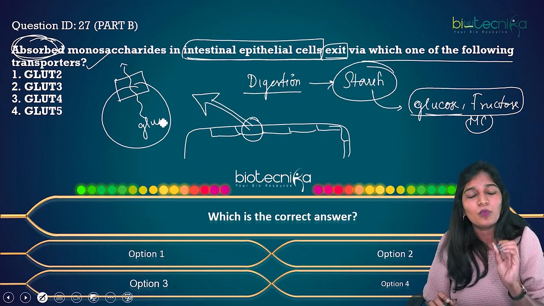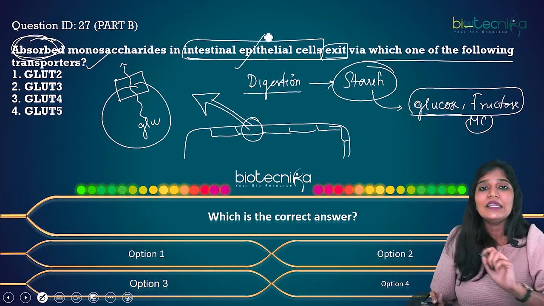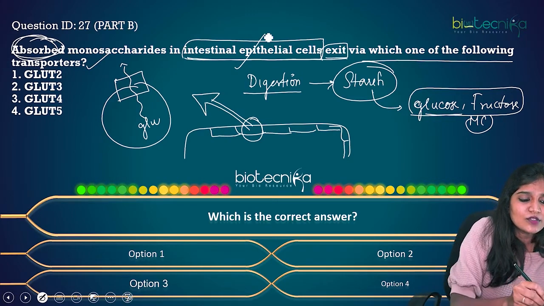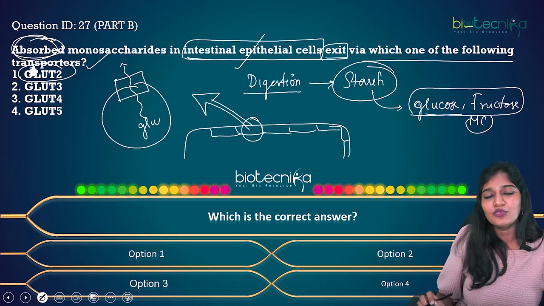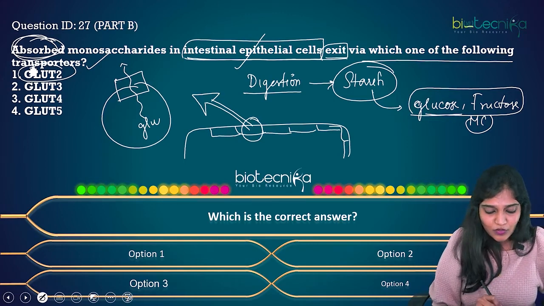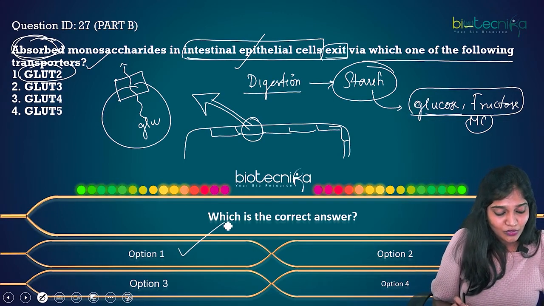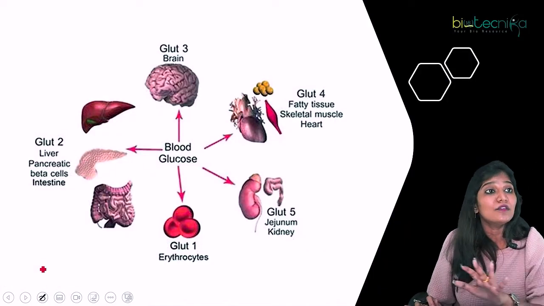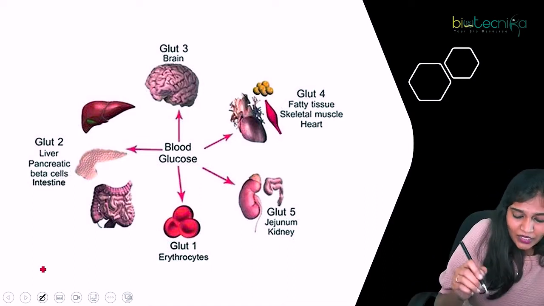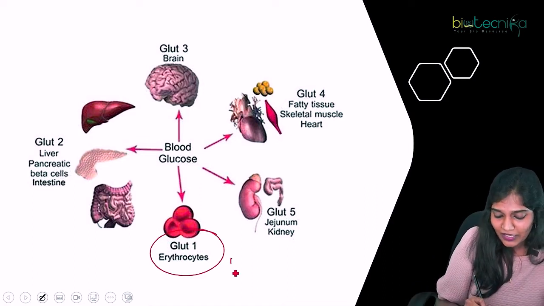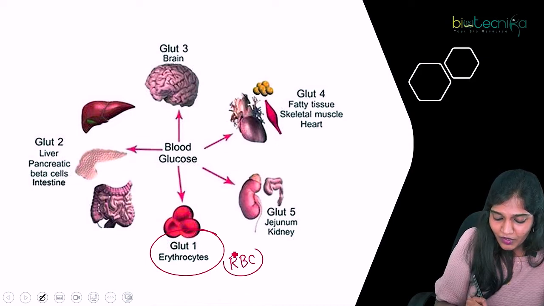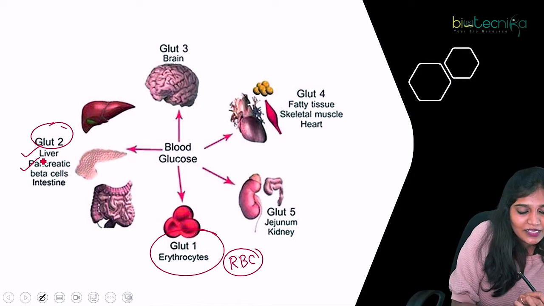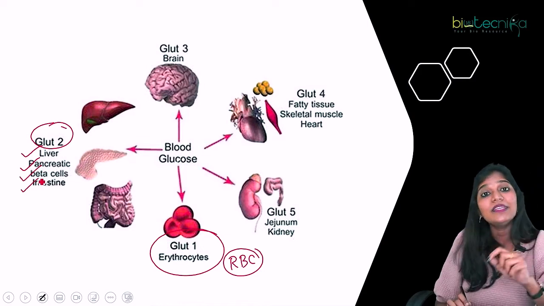Now the question: what is the receptor present in the intestinal epithelial cells? Definitely in intestinal epithelial cells, it is going to be the GLUT2 receptor. So the correct answer for this question is option number 1. Now let's go to the explanation. You can see here the receptors that are present in different locations. GLUT1 is present in RBC. In GLUT2, you will see liver, pancreas, beta cells and epithelial cells of the intestine.